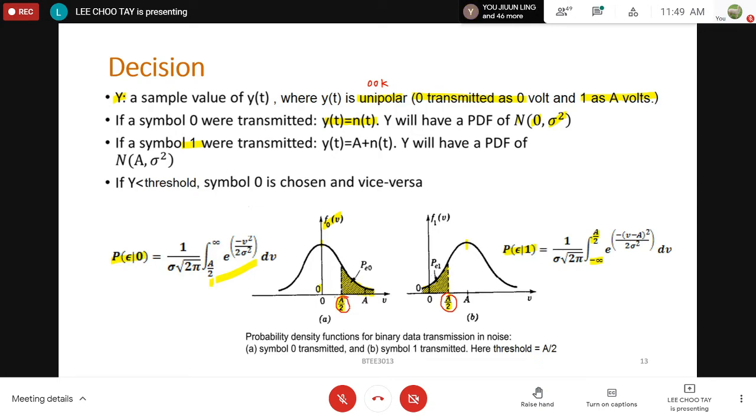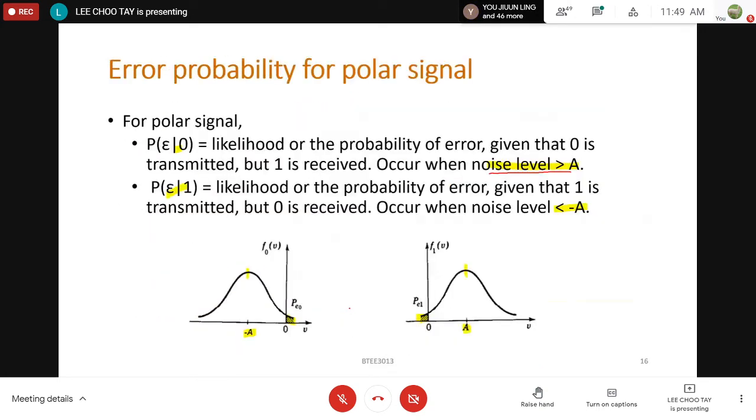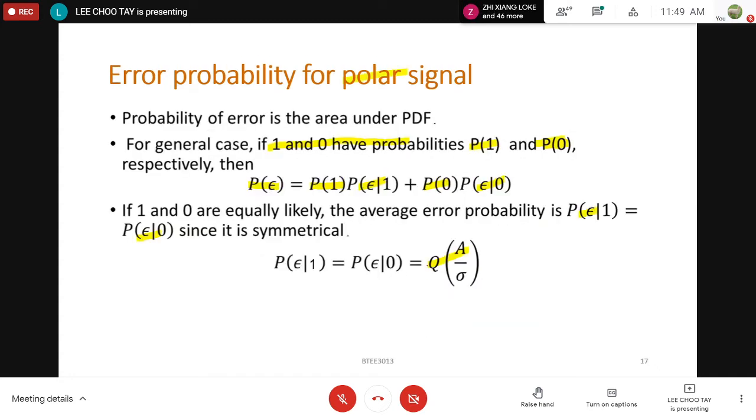And for polar signaling, our threshold is set at 0. So from 0 to A, we have a distance of A here. So actually the noise margin is A, right? So therefore the Q function is A over sigma, okay, without the 2, because our threshold or the noise margin is actually A. So that is an easy way of remembering it.